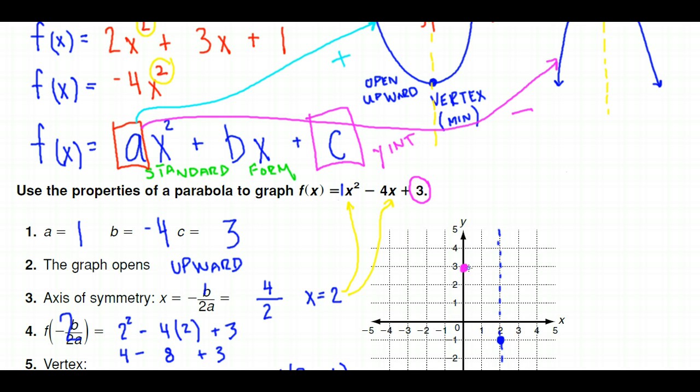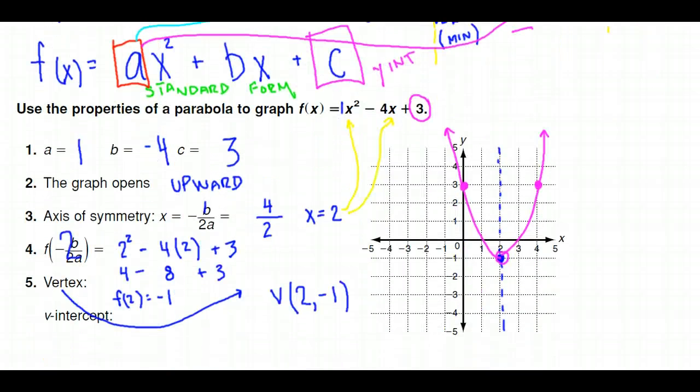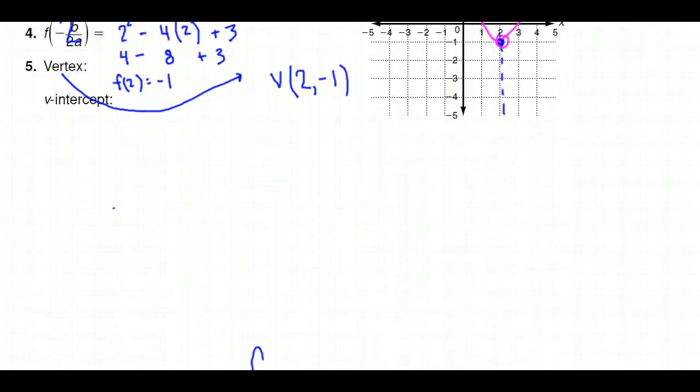Okay? If this is my axis of symmetry, then I know that on the other side of the axis is going to be a point exactly the same height at 3, which is 2 units away from the axis on both sides. So now I can go ahead and just make a nice sketch of my parabola. It opens up, it goes through these 2 points, and it has a vertex here of 2, negative 1. So there's your first quadratic function.